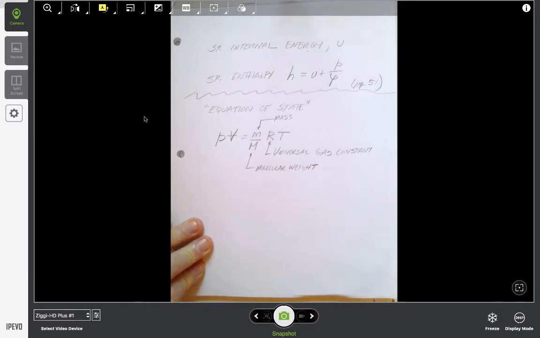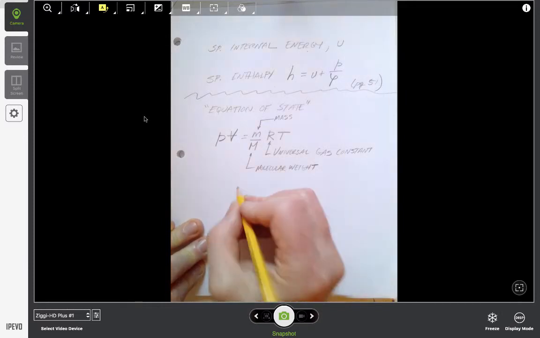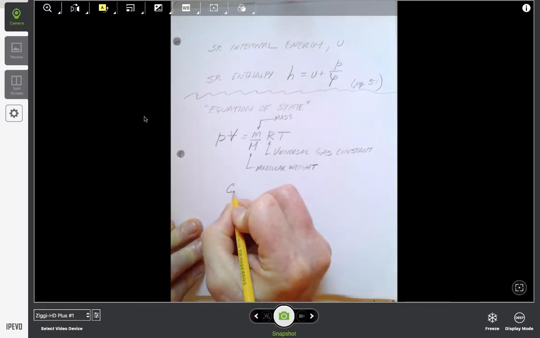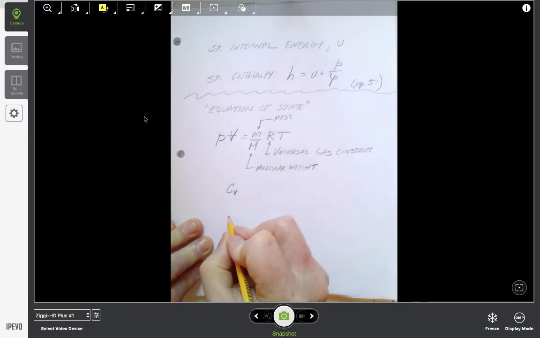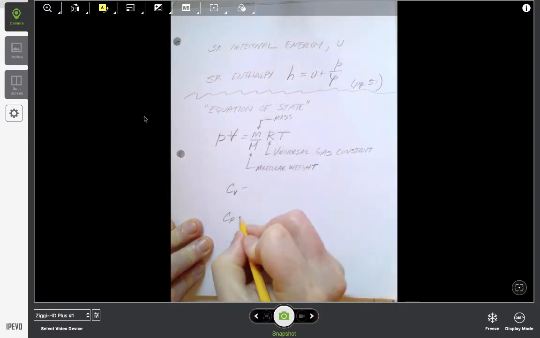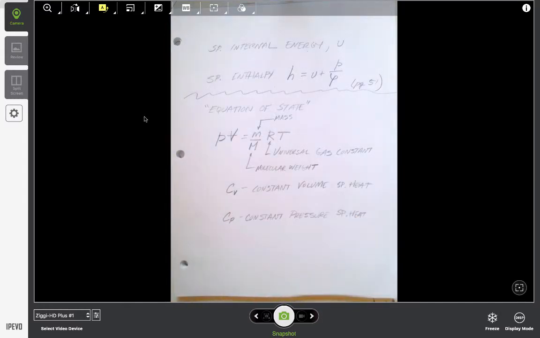Okay, continuing on, there's something called a constant volume specific heat and a constant pressure specific heat. Constant volume specific heat is exactly what it sounds like. It's the specific heat required to change the state of a substance while the volume is held constant. And constant pressure is the case where the pressure is held constant.